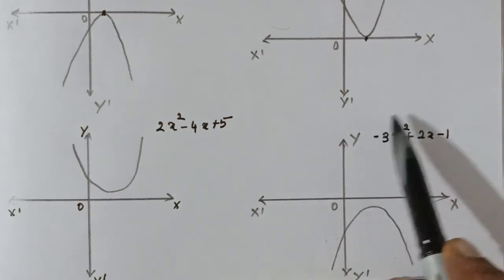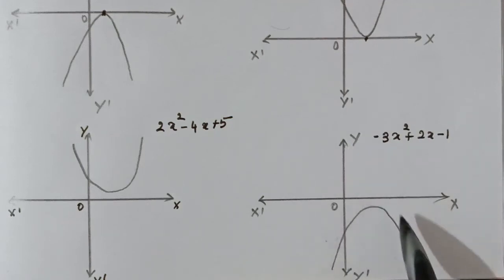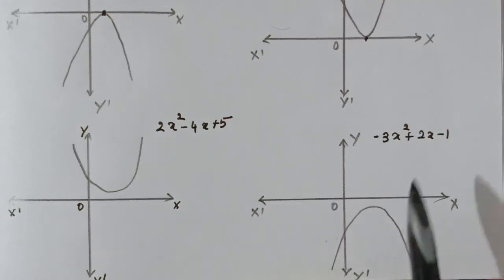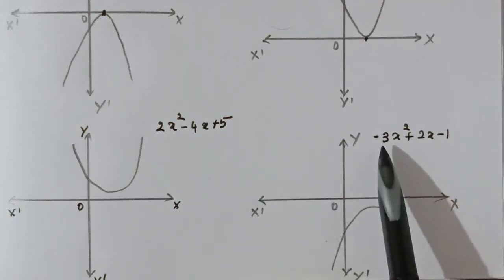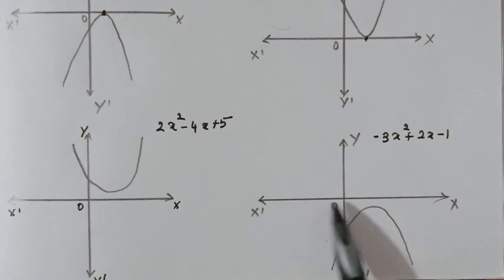And if you draw the graph of this polynomial, you will get a picture like this. It will open downwards because the coefficient of x squared is negative. And since we are unable to factorize, surely it won't touch the x-axis, or it doesn't cross the x-axis.